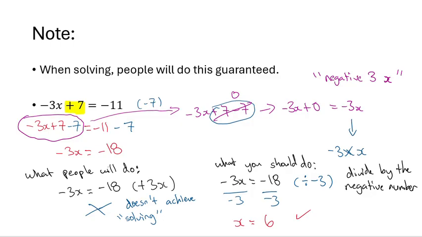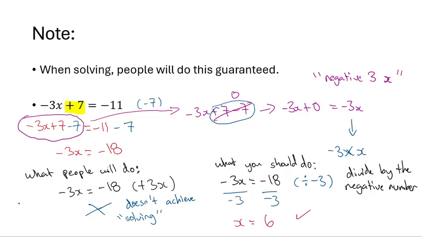What actually happens here is the positive 7 gets subtracted by 7. That turns into 0. That makes the left hand side negative 3x plus 0. Then your job is to figure out what negative 3x plus 0 equals. That is actually just negative 3x. Now, remember, negative 3x. The inverse operation that you're supposed to apply is different compared to what a lot of people would do.